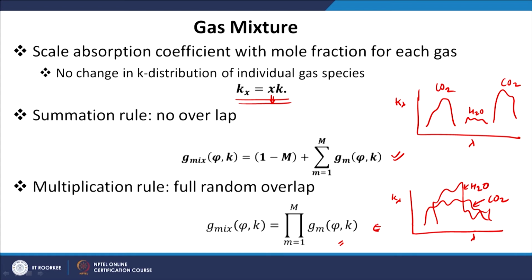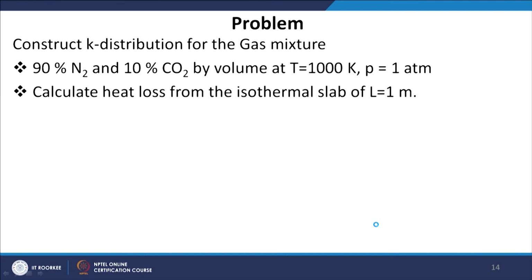So, depending on the applications, you can either use the summation rule or the multiplication rule to find the K distribution for the gas mixture. Basically, we can use the correlations that we have developed. I will not try to solve this problem in the lecture. I will just give you the outline of how we can solve the K distribution for a gas mixture having a composition of 90% nitrogen and 10% CO2 by volume.